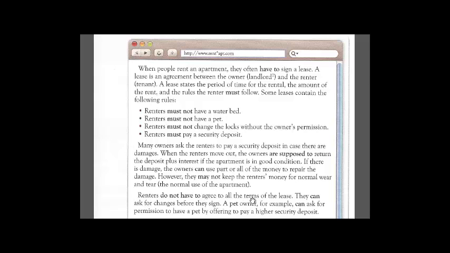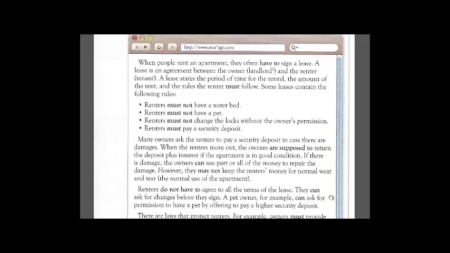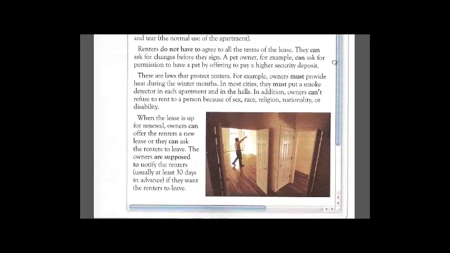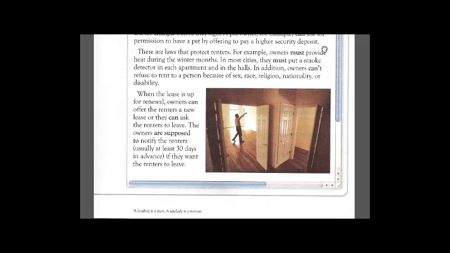Renters do not have to agree to all the terms of the lease. They can ask for changes before they sign. A pet owner, for example, can ask for permission to have a pet by offering to pay a higher security deposit. Okay, so let's move up here.